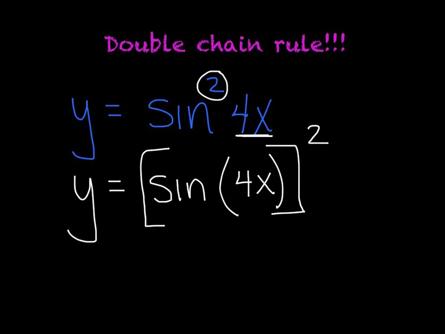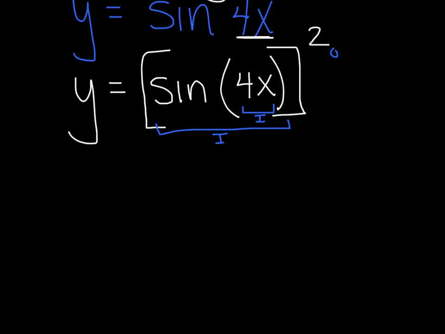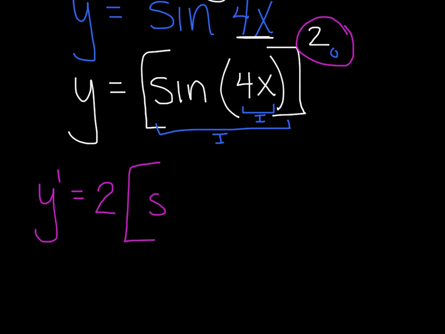Now, what do I mean by double chain rule? Well, clearly this is on the inside, right? But I have another inside, and this is my outside. So because I have two insides, I have to do a double chain rule. So watch how this is done. I'm still going to say derivative of the outside, so that's my power rule. So y prime equals, bring that power down, keep the inside, the sine of 4x, all raised to the power 2 minus 1 first. So I did my outside and I kept my inside.